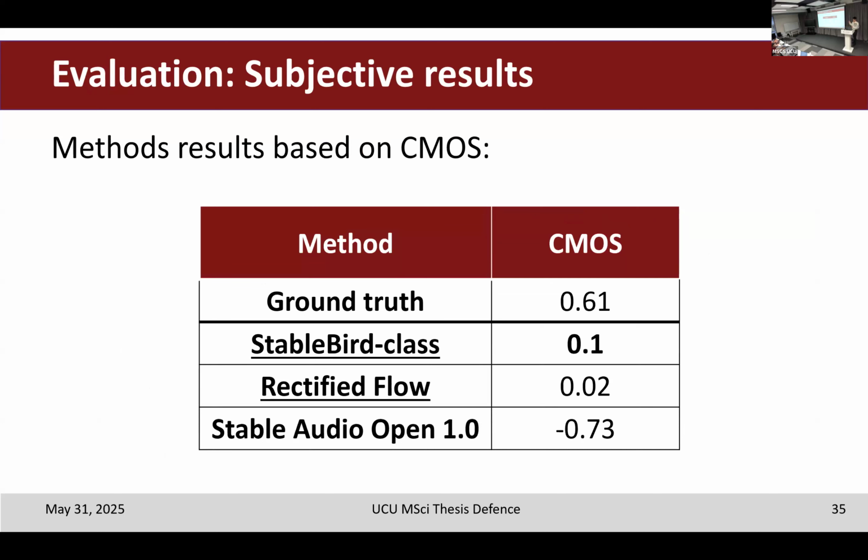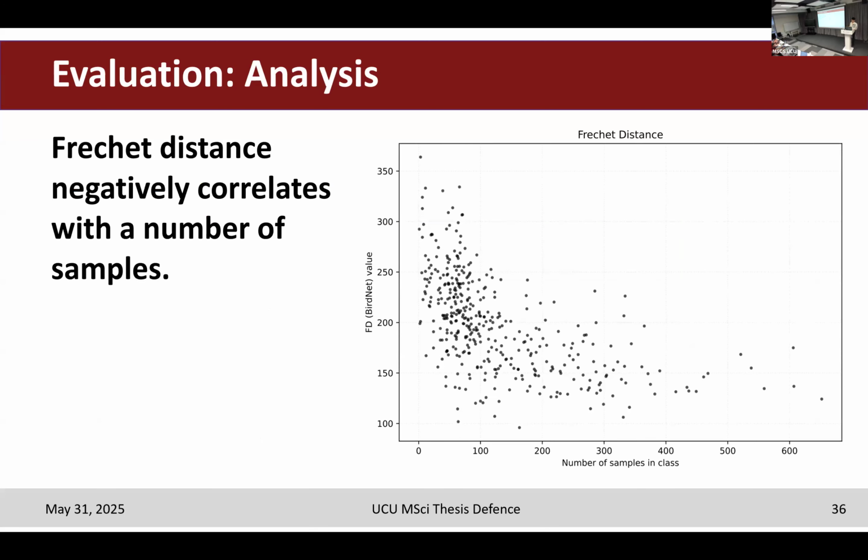And results showed that ground truth is still clearly distinguishable from generated samples, but at the same time, the state-of-the-art TTA model stable audio open also has a huge gap to our fine-tuned model. And our stable bird class and rectified flow unit are much more species relevant, but they're quite close to each other by relevance to the species. Also, during evaluation, we discovered that all distance-based metrics across all the embedders show the same pattern, that they negatively correlate with the number of samples per class. So that means that rare species are harder to generate for a model than common species. So it's quite logical, but yeah.